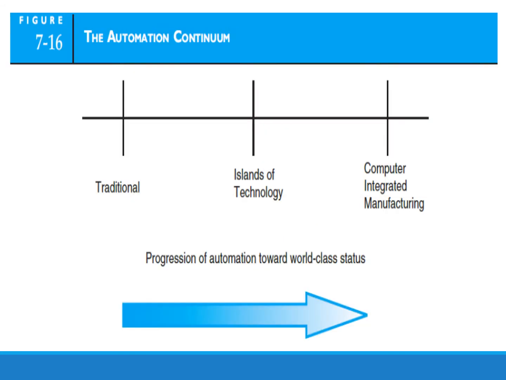Okay, so the automation continuum, or the progression of automation toward world-class company status, starts for sure with the traditional, and then moving to island technology, where the machine is doing multiple activities with little involvement and control by humans. And then the ultimate or most advanced system, computer integrated manufacturing, where we have robotic machines doing A to Z, or we can say the majority of the functions.